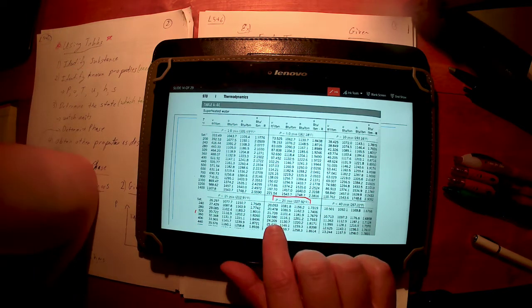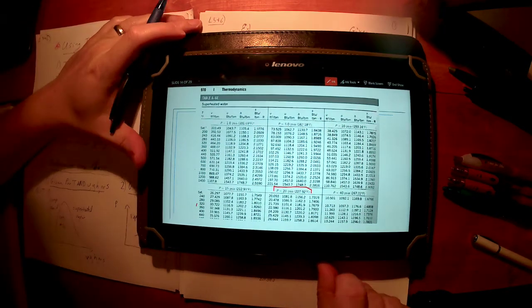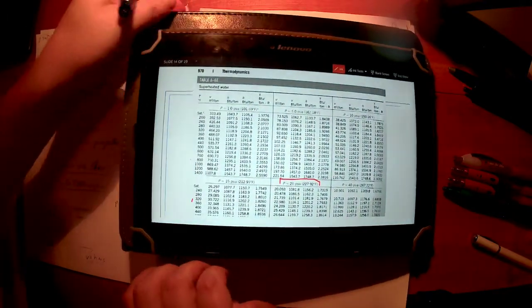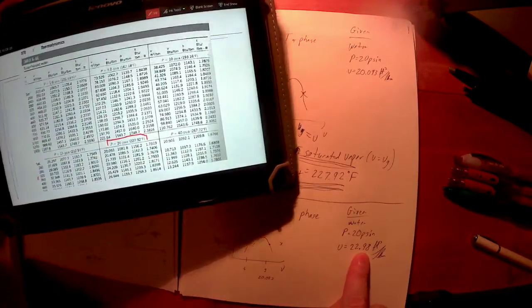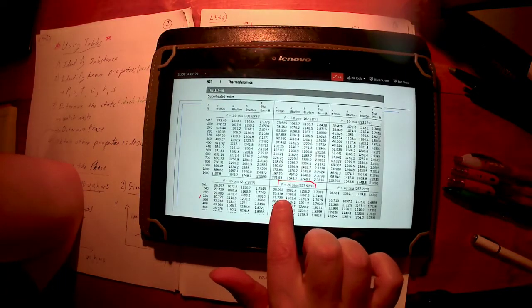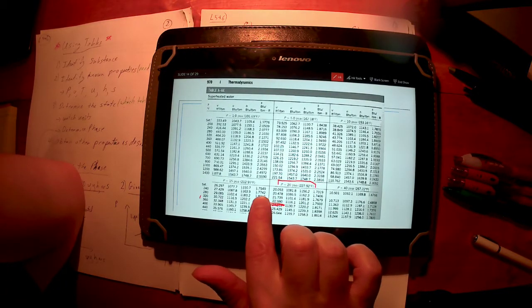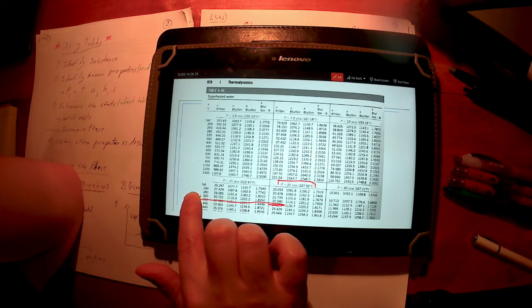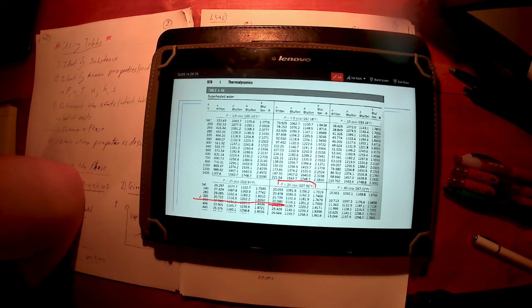So we look and see, well, again, I've got a specific volume of 22.98 right here. You put a straight edge, or if you don't mind drawing in your book. That is one advantage of digital, you could draw on it and then erase it if you have some kind of app that allows that. So I found a match at 320 degrees Fahrenheit.